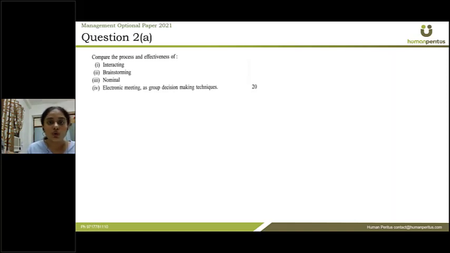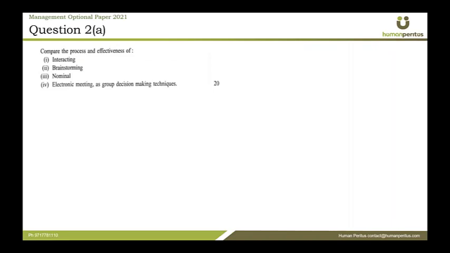So let's go through each of these one by one. First we need to go through the process. How we are going to discuss this question: we will first talk about process, how these options are conducted, and then we will talk about effectiveness of these individual processes. Okay, first one is interaction or interacting.